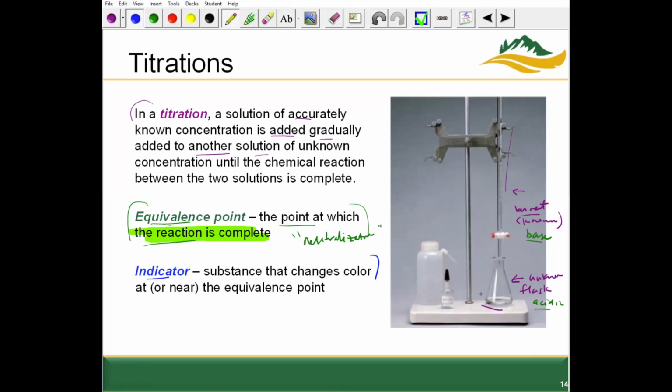This means that we add some indicator here to our unknown. And we need to add the right indicator because as this reaction, in this case a neutralization reaction, is reaching the equivalence point, this indicator will actually change colors as the solution goes from acidic to neutral, then to basic. So the indicator here is the substance that changes color at or near the equivalence point. And again, the equivalence point is the point at which the reaction is complete.